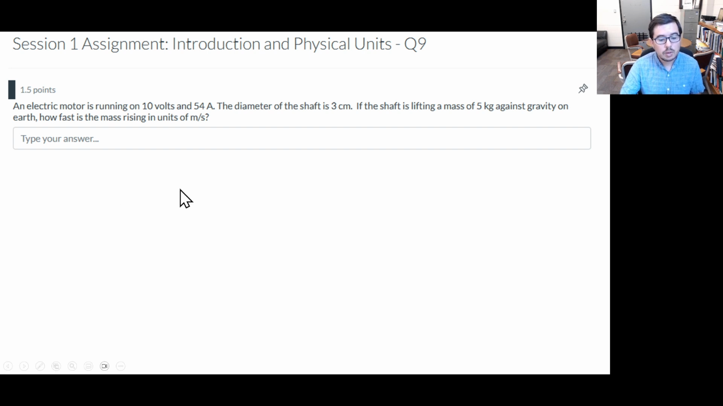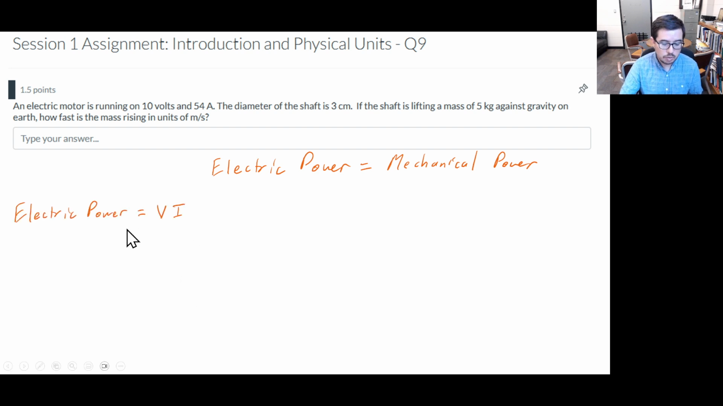So the fundamental assumption that we make for this problem is that electrical power is going to be equal to the mechanical power. This is not a bad assumption in many cases because electrical motors can be very, very efficient, as can the drivetrains. So on the electrical side, we have our equation for electrical power, which is just that voltage times the current is the electrical power. And we think about this with appropriate units. So in the metric system, we can say that watts are going to be equal to volts times amps.